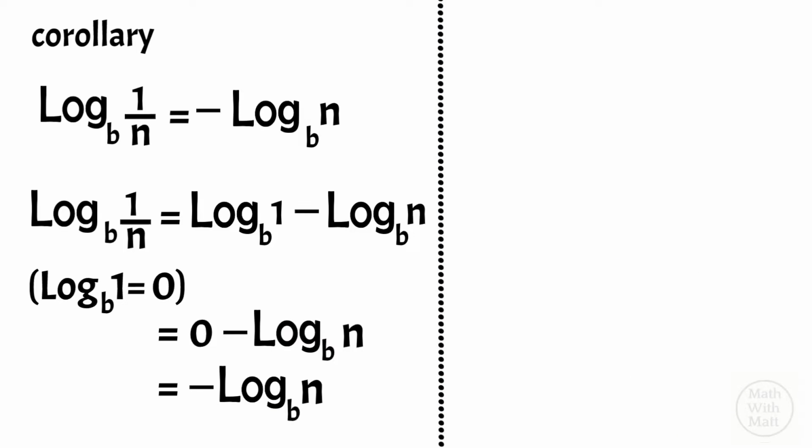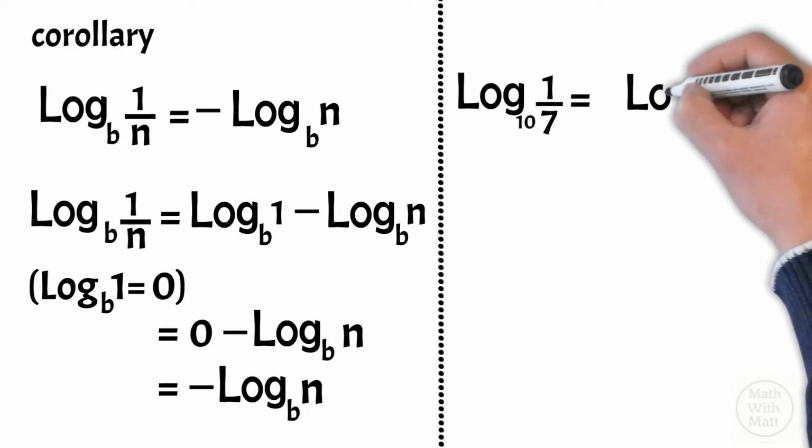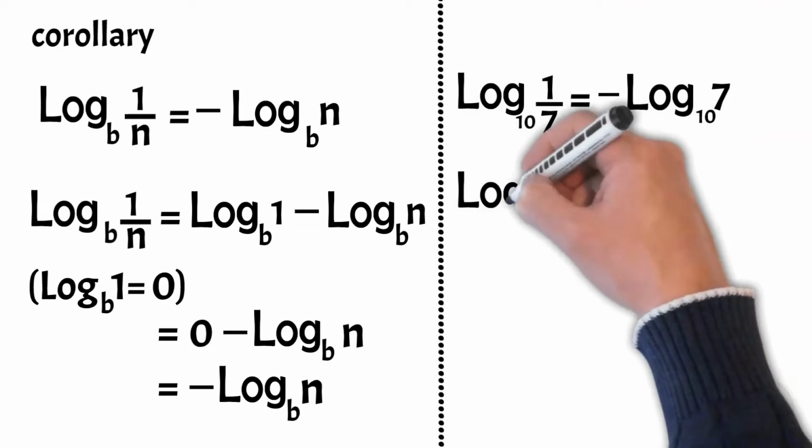How we can implement this is seen in the following examples. Log of 1 upon 7 is minus log of 7, and log of 1 upon 5 is minus log of 5.